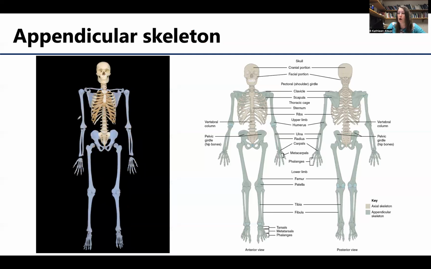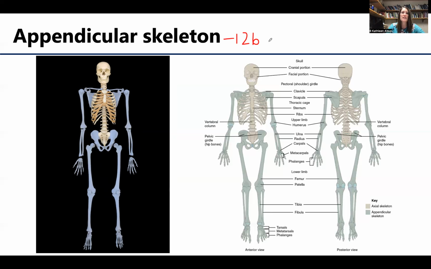The majority of bones are found in the appendicular skeleton. We have about 126 bones in an adult appendicular skeleton. Again, don't worry so much about the number here. I'd rather you worry more about the actual bones. These bones are associated with the appendages, thus the name appendicular.